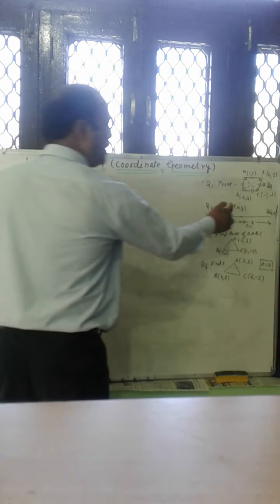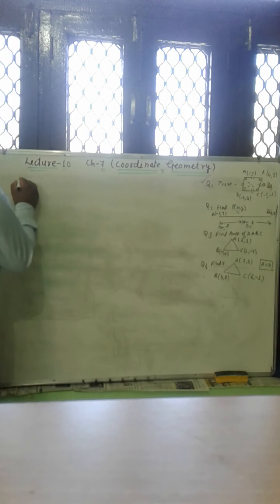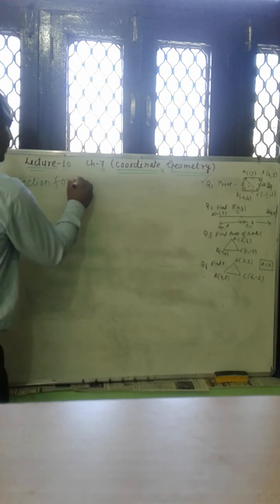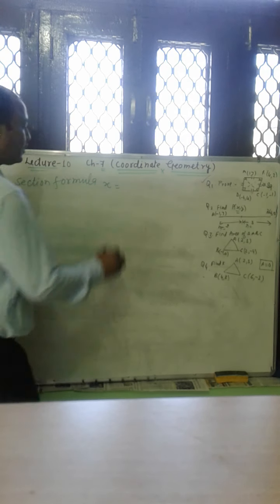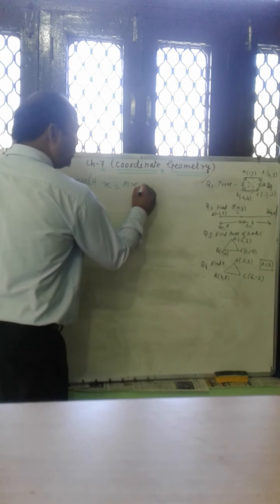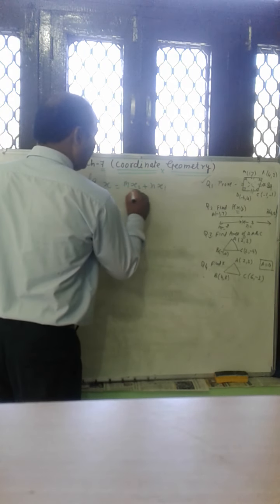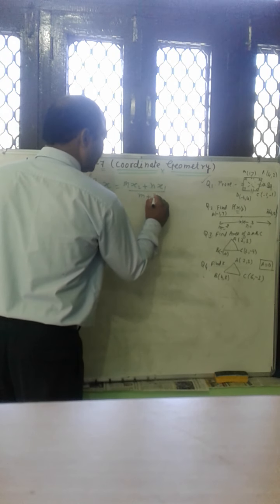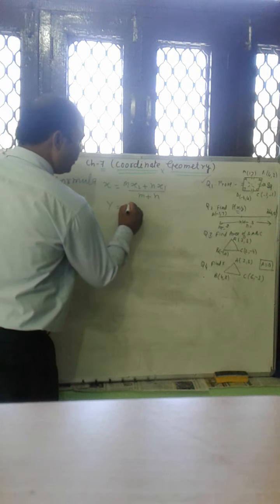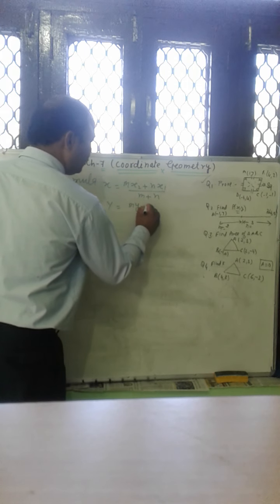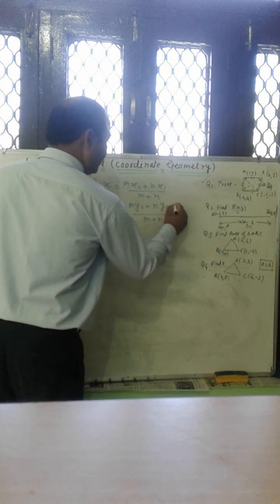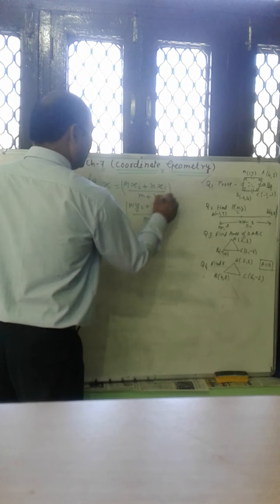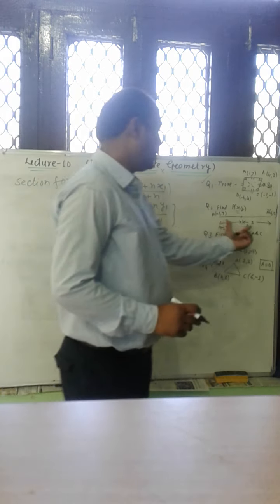So the point x, using the section formula, x is equal to m x2 plus n x1 upon m plus n, and y is equal to m y2 plus n y1 upon m plus n. We are using these two formulae in this case.